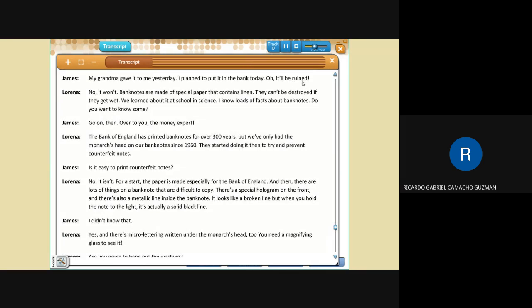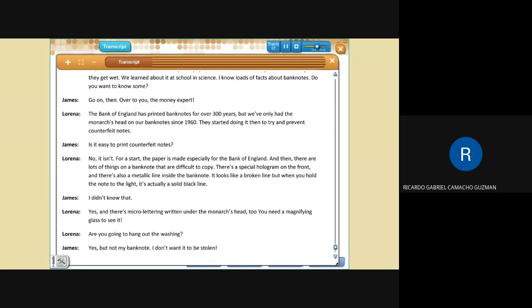Oh, it'll be ruined. No, it won't. Banknotes are made of special paper that contains linen. They can't be destroyed if they get wet. We learned about it at school in science. I know loads of facts about banknotes. Do you want to know some? Go on then. Over to you, the money expert.